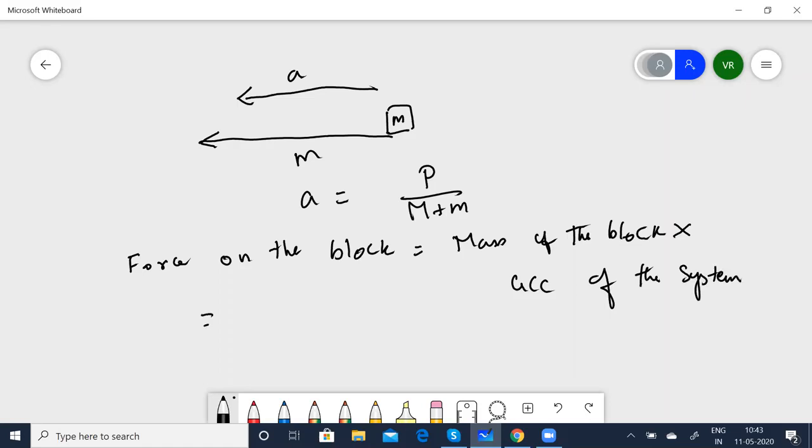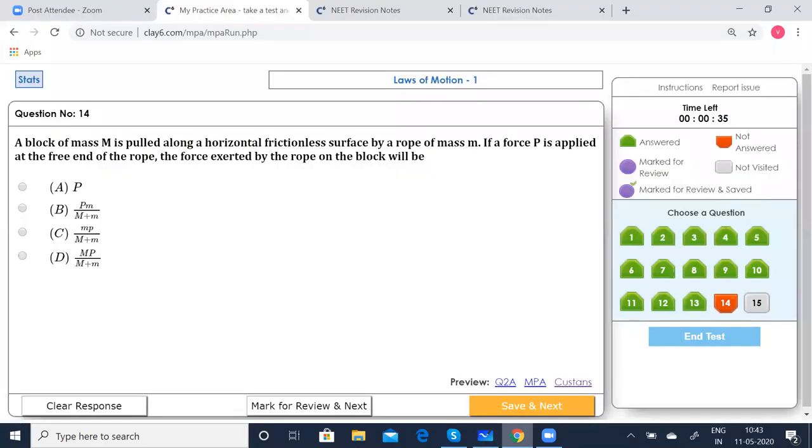That is M into, we can now substitute for A as P by M plus M, which is nothing but Pm by M plus. Let's see which option is correct. You can see that D option is correct. Click that. Go to the next. Save that.